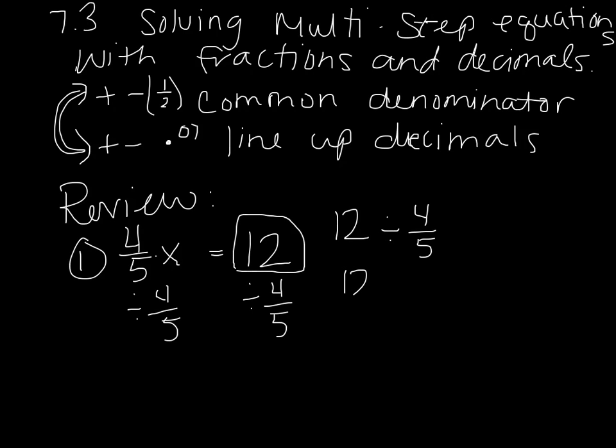Okay, so if I do 12 times 5/4, 12 is the same as 12/1. I can reduce, divide by 4, and I'd get 3. Divide by 4, I'd get 1. 5 times 3 is 15. 1 times 1 is 1, so our answer is x equals 15. Okay, let's do one more review.